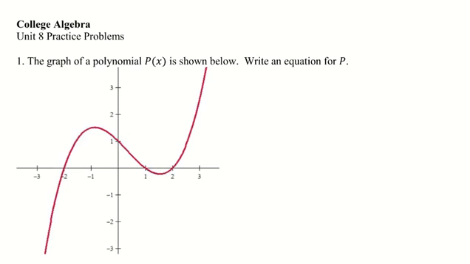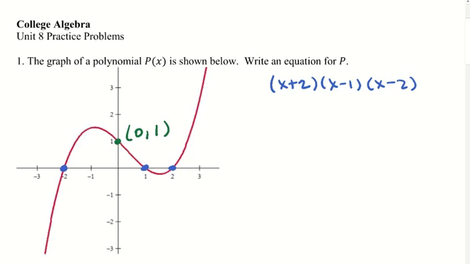So I know that the zeros of this thing are at -2, 1, and 2. So kind of my first idea would be to say maybe it's x plus 2 times x minus 1 times x minus 2. But then I need to make sure that it goes through the point (0, 1). So when I plug in x equals 0, I need to get back y equals 1. Okay, so this is kind of my first hypothesis.